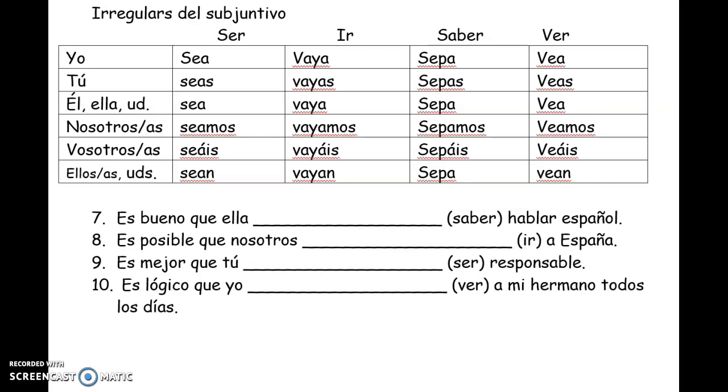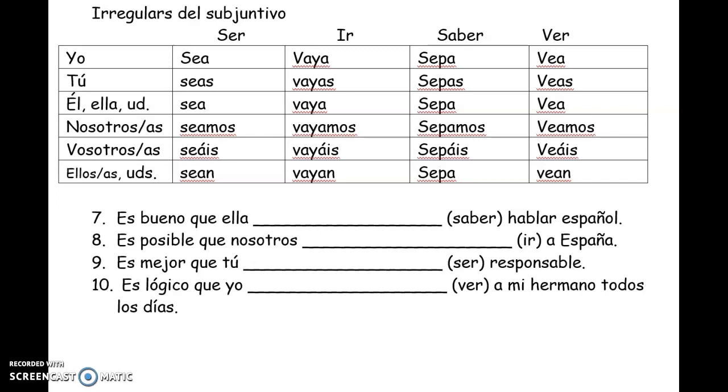So for ser, sea, seas, sea, seamos, seáis, sean. For ir, vaya, vayas, vayan, vayamos, vayáis, vayan. Saber, sepa, sepas, sepa, sepamos, sepáis, sepan, and ver. Vea, veas, vea, veamos, veáis, vean.